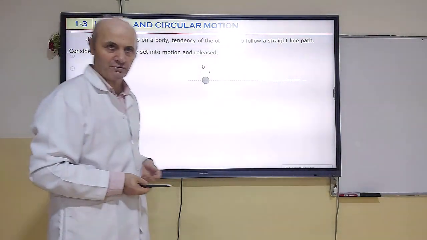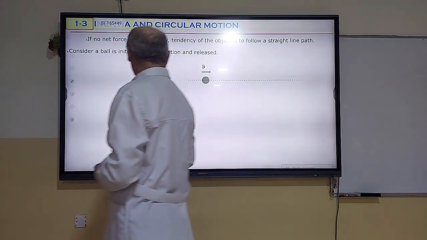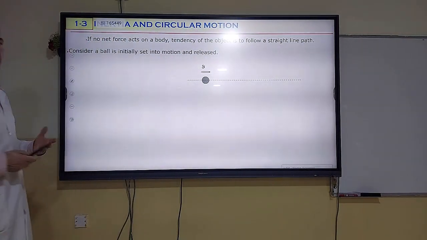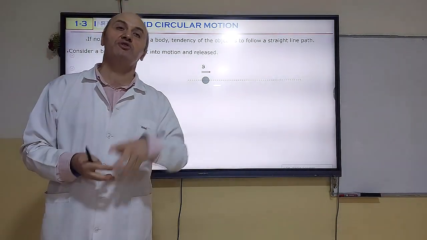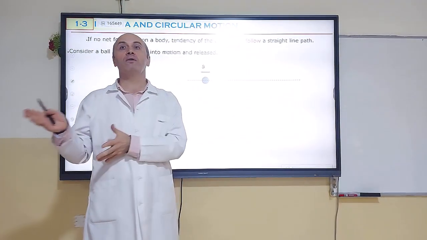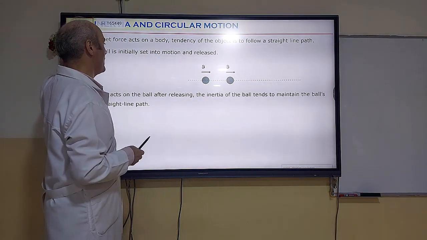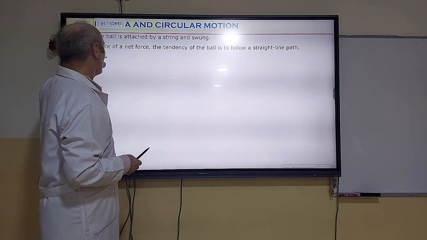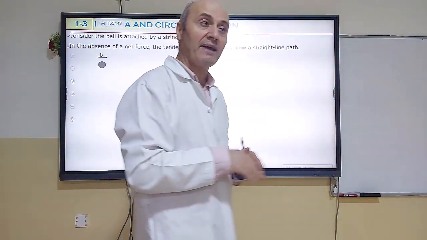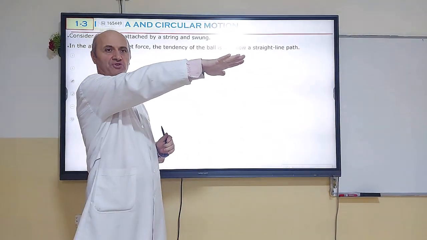And we are going to finish this title with inertia and circular motion. We know that if the net force acting on an object is equal to 0, the object's tendency is to stay at rest or to follow a straight line path. This is known as the law of inertia. As long as the net force acting on the object is 0, the object will tend to move in a straight line path.